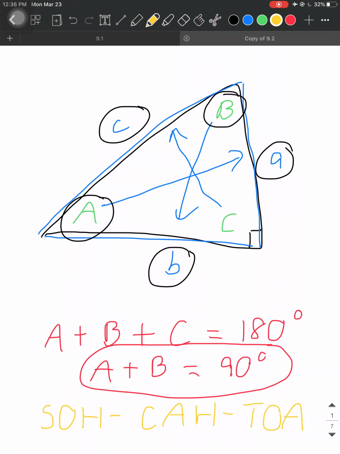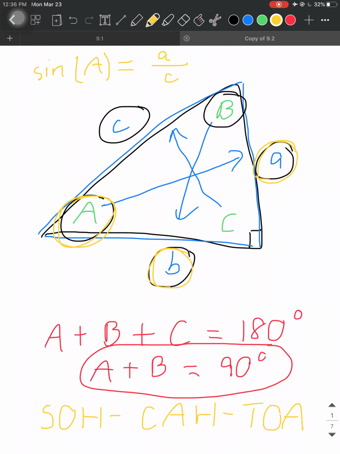So how can we apply this? For example, let's say I'm aiming for angle A, right? Adjacent to A, we have little b, and opposite to A, we have little a in here. So by using SOH, we have sine of big A equals opposite, which is little a, over hypotenuse, which is c, right? If I were to know big A and little c, I'm able to find little a.